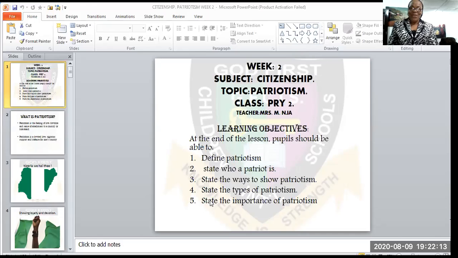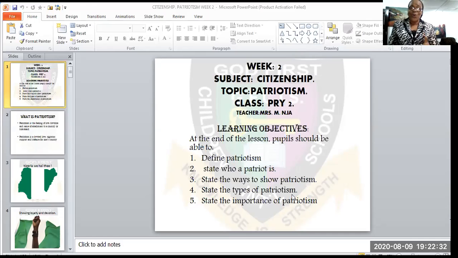Okay, so we have also number five, to state the importance of patriotism. We have to show the importance. We have to state it. We have to learn it. We have to know the importance of patriotism.